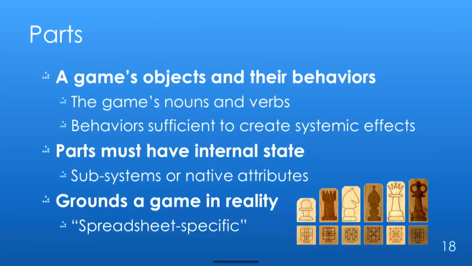So starting with parts, these are the game's objects and their behaviors. Again, if you know object-oriented programming, this should be pretty familiar to you. This is, as a lot of designers will say, the nouns and verbs of the game. What's in the game and what do they do? The parts have to have behavior sufficient to create systemic effects, and this is a big one, and it's a very hard thing. You can't say, well, three is not enough, but four is. One behavior might be enough, but it has to be the right behavior, and it has to interact with other things in the game in the right ways to create emergent effects.